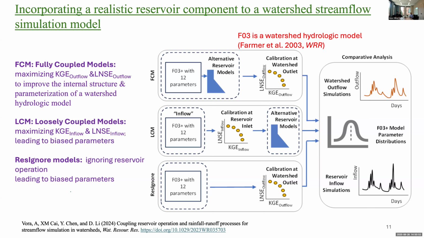So when we talk about including reservoirs into hydrological models, we all know many of our models just ignore reservoirs. We don't really have a very realistic way to represent the reservoirs. And what does that end with? That could end with biased parameter estimates. I mean, you might calibrate your model to the observed flow, but inside of the model, your parameters may not make much sense. The other way is what we call loosely coupled models.